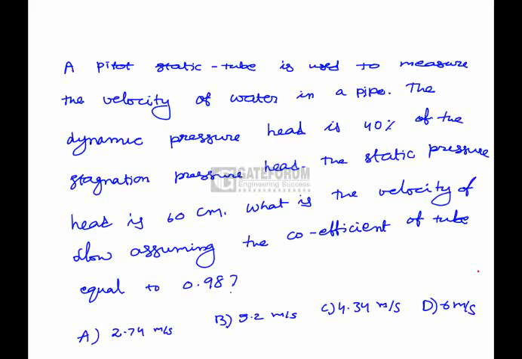A heated static tube is used to measure the velocity of water in a pipe. The dynamic pressure head is 40% of the stagnation pressure head. The static pressure head is 60 centimeters. What is the velocity of flow? Assume the coefficient of the tube is equal to 0.98.